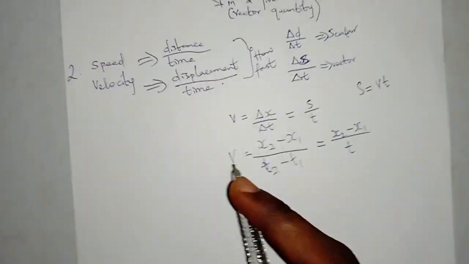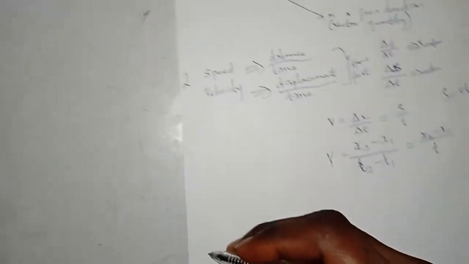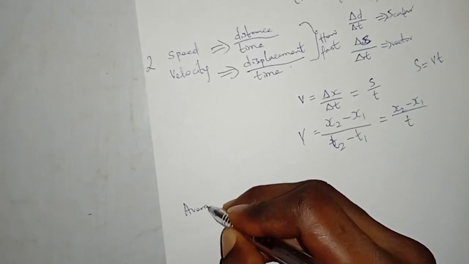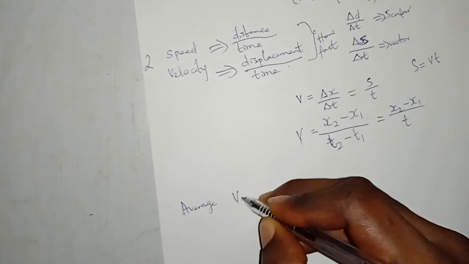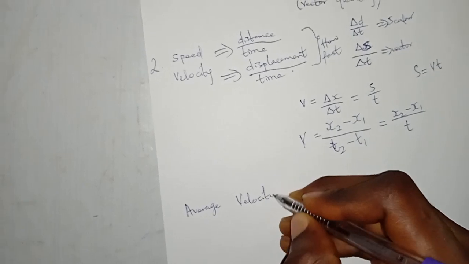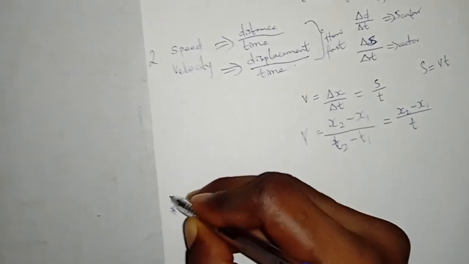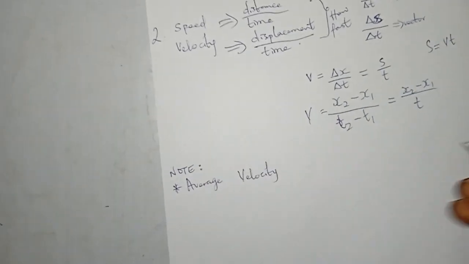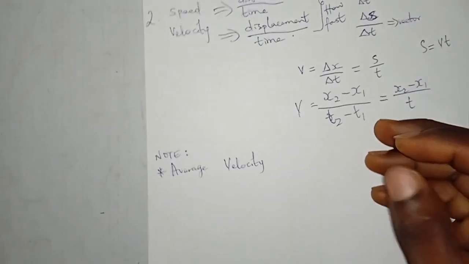Alright. So before we move to the third aspect, there's something we call average velocity. So this one is like you note. I'm trying to tell you to note. Remember, this is an introduction. We've not started solving questions. I just need you to understand kinematics.